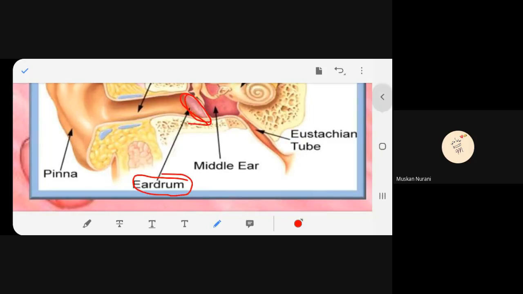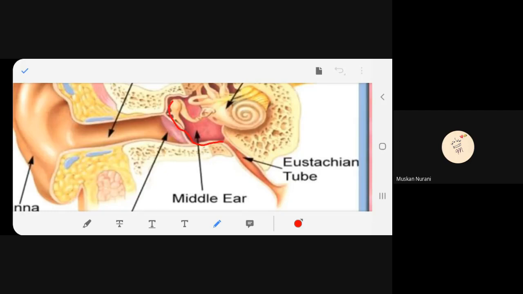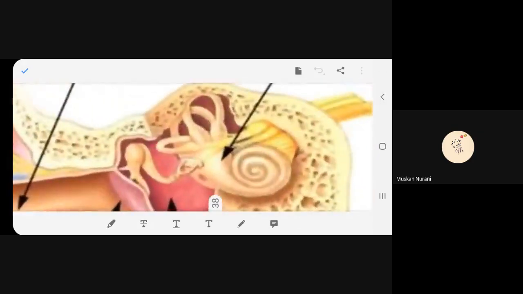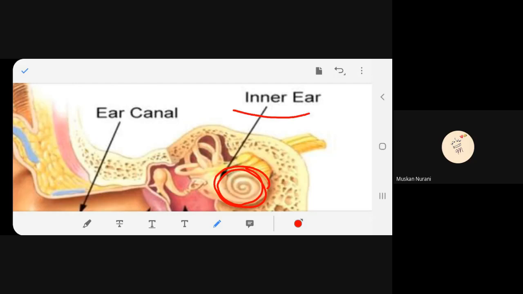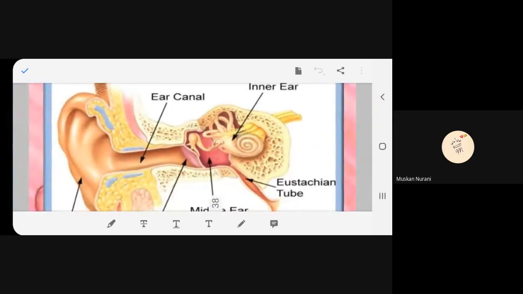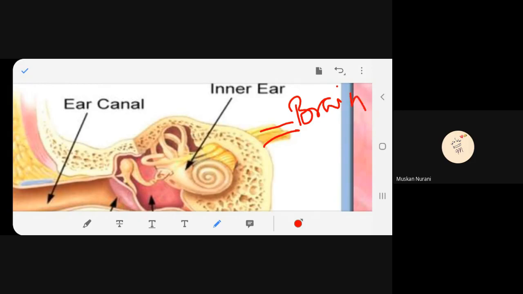Then we have the middle ear. These are all bones, right? The complete structure is the middle ear. From the middle ear, it goes to the inner ear, which is known as cochlea. Cochlea. Inner ear. From here, it goes to the auditory nerve, which goes to, where does it go? Brain.